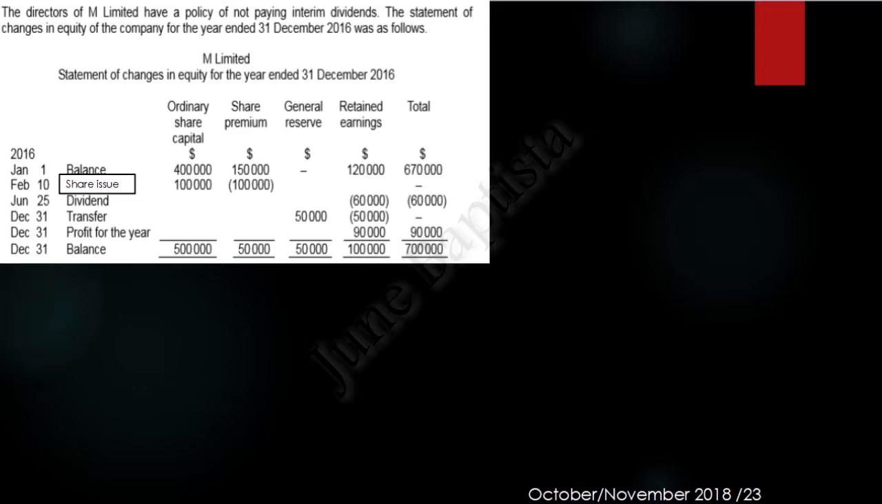You will realize that on February 10th, a bonus issue of shares was made and the share premium account was used to the tune of $100,000. The closing balances for the year ended 31st December 2016 were ordinary share capital $500,000, share premium account $50,000, general reserve $50,000, retained earnings $100,000 to give you a grand total of $700,000.